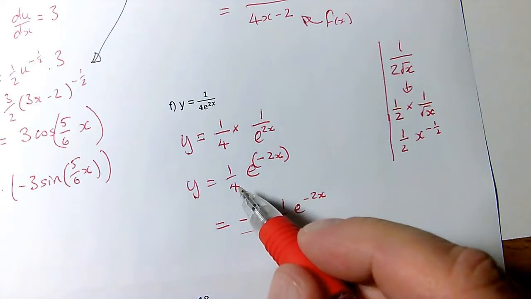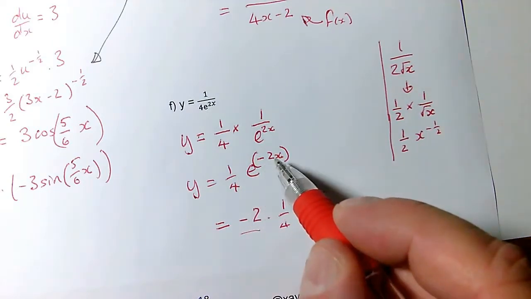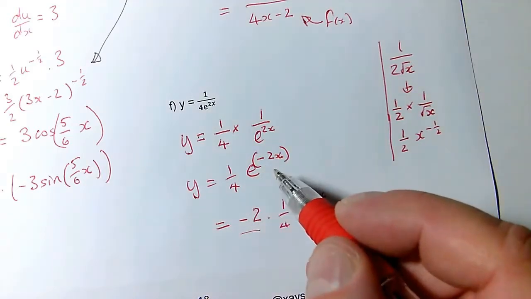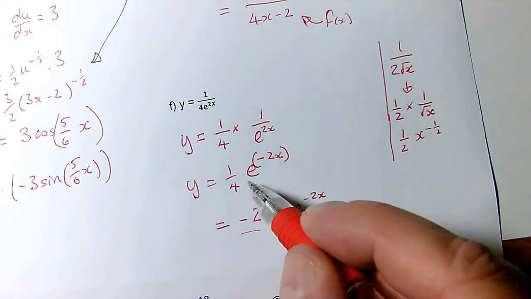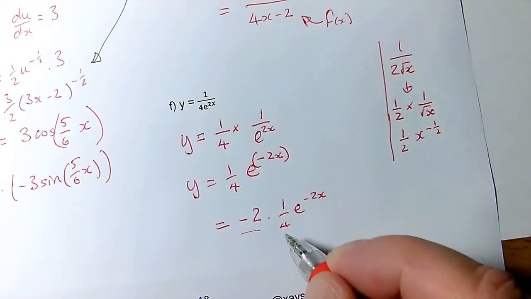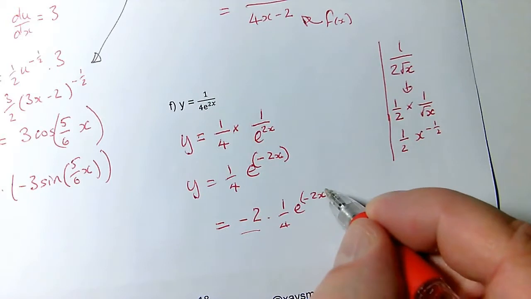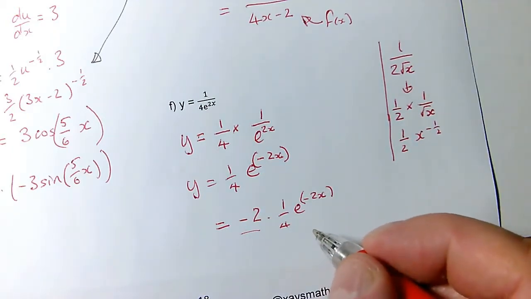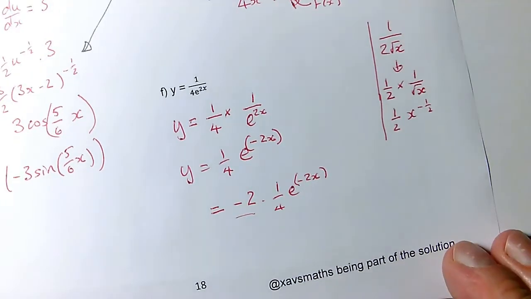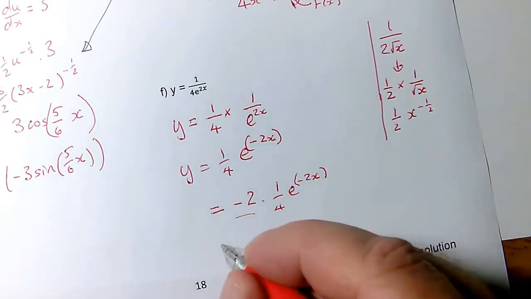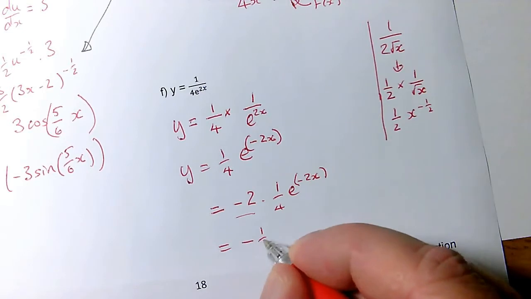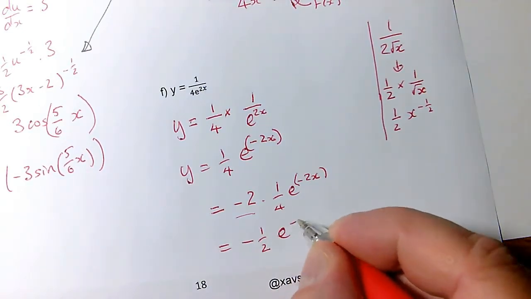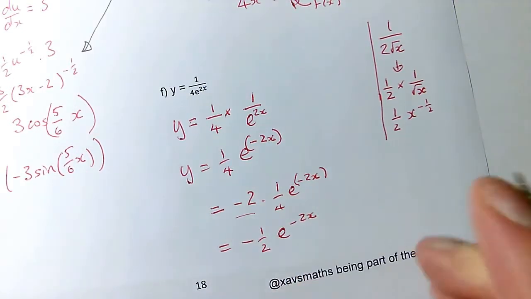And then the outside function is a quarter e to the bracket. Well, e to the bracket differentiates to e to the bracket, so a quarter e to the bracket differentiates to a quarter e to the bracket. So we can see that this is exactly what we'd get if we did insist on thinking about it as the chain rule. So the answer, simplifying this, is minus a half e to the power of minus 2x.